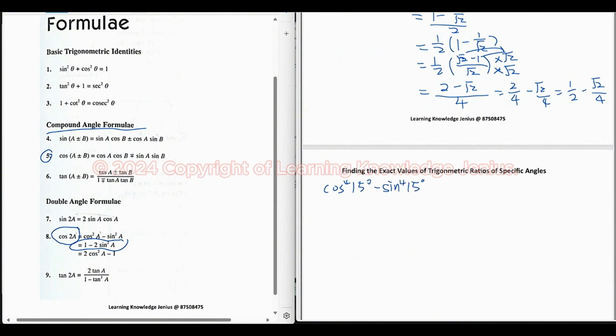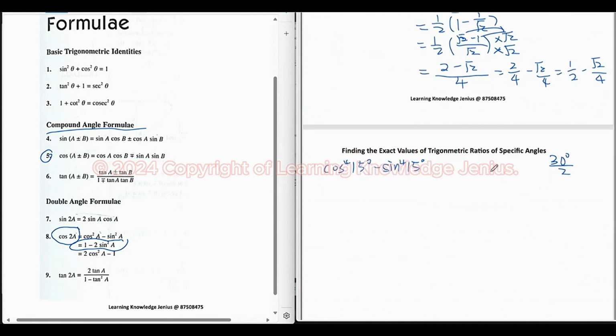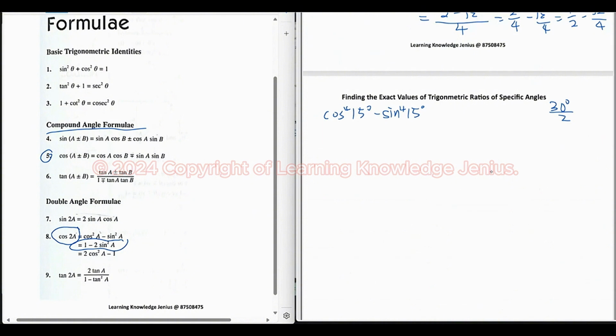So when I see this one, 15 degree, I will actually think of it as 30 degree divided by 2. To do this question, I see the power 4, but there's a minus sign here. So it is something like a to the power of 4 minus b to the power of 4. So you can actually see it as this one.